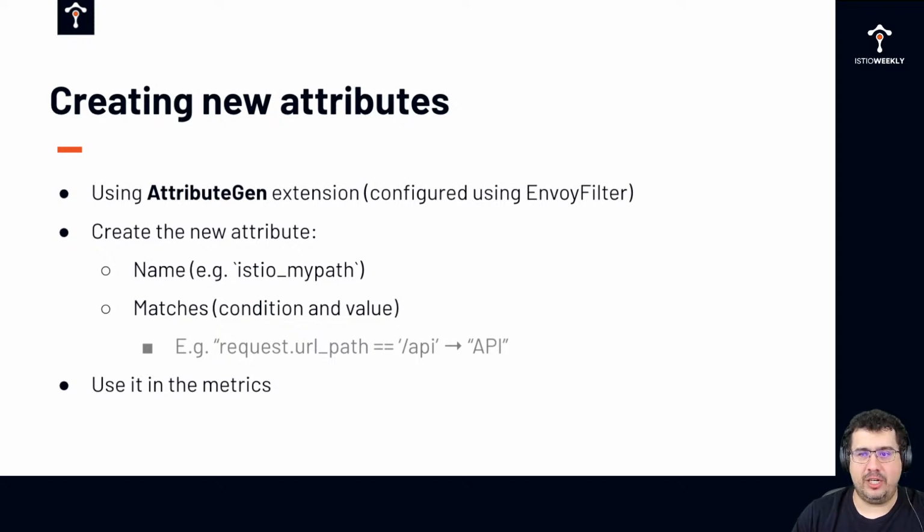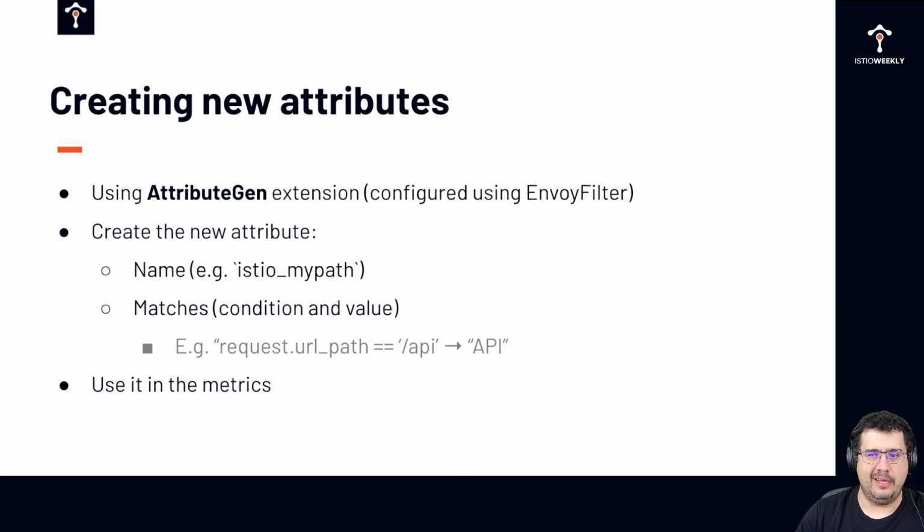This can be configured through a different extension. The extension is called AttributeGen, and you can configure it through an Envoy filter. So you can create an Envoy filter configuration that configures this AttributeGen WASM extension, and in that configuration, you can say, I want to create a new attribute that's called Istio_myPath, and then you can specify a list of matches, right? Each match is a separate condition and value, right?